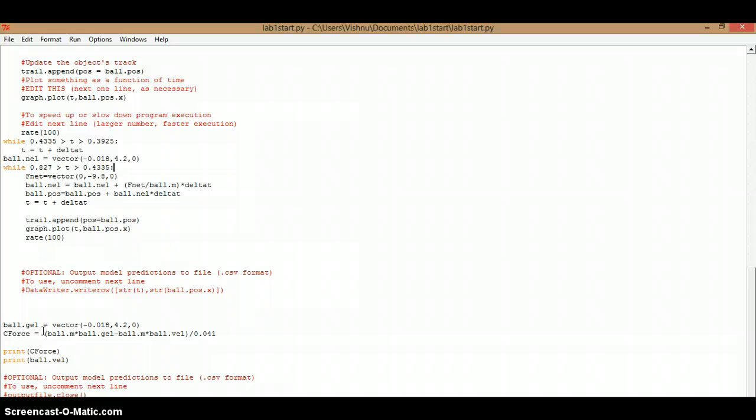velocity of the system of the ball, and I calculated contact force as ball.m times ball.gel minus ball.m times ball.vel, so the mass of the ball times V final minus the mass of the ball times V initial, and all of that is over the time, which I estimated, so 0.041, and that shall give me the contact force using impulse. That's the impulse equation I use. So now let's run the module.